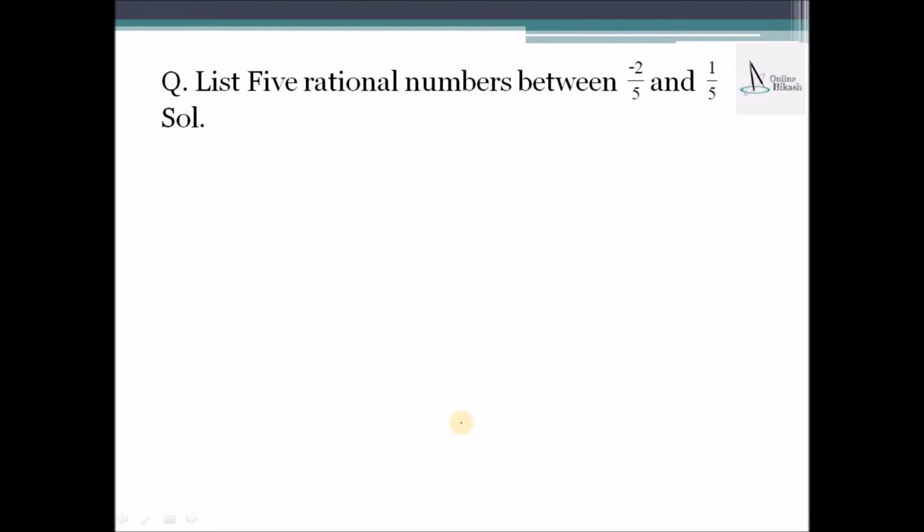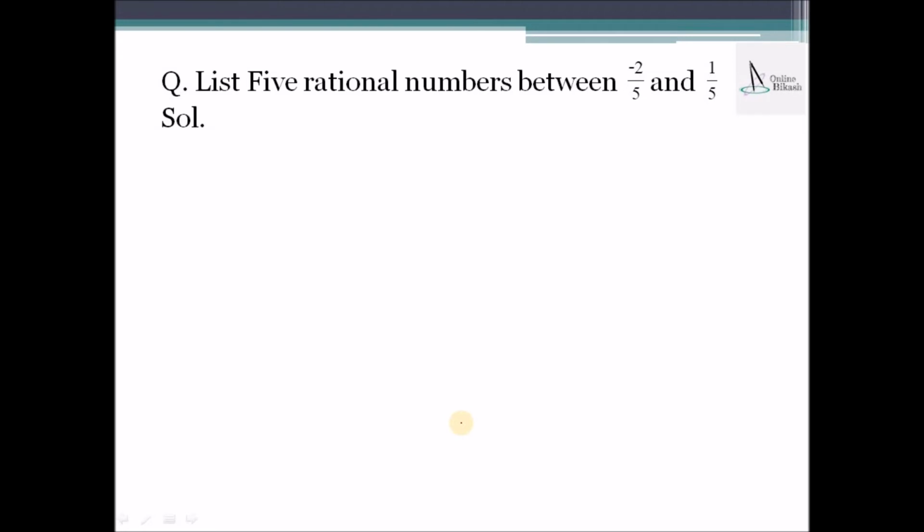So in this case, what we'll do? Now you tell me, between minus 2 by 5 and 1 by 5, how many rational numbers can you easily find? You can easily find minus 1 by 5. Because you remember the number line: minus 2 is on the left side and 1 is on the right side. Between minus 2 and 1, what are the numbers? Minus 1, 0. These two numbers are there. Minus 1 by 5 and 0 by 5. That means 0 by 5 means 0. So these are two numbers that you can find easily.